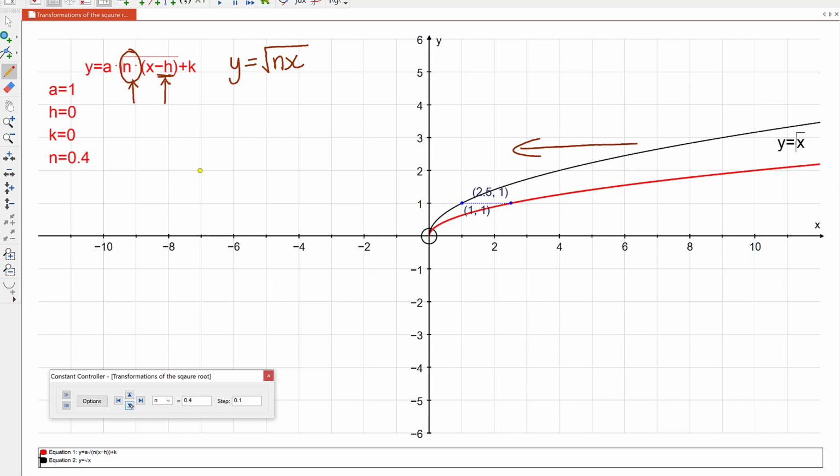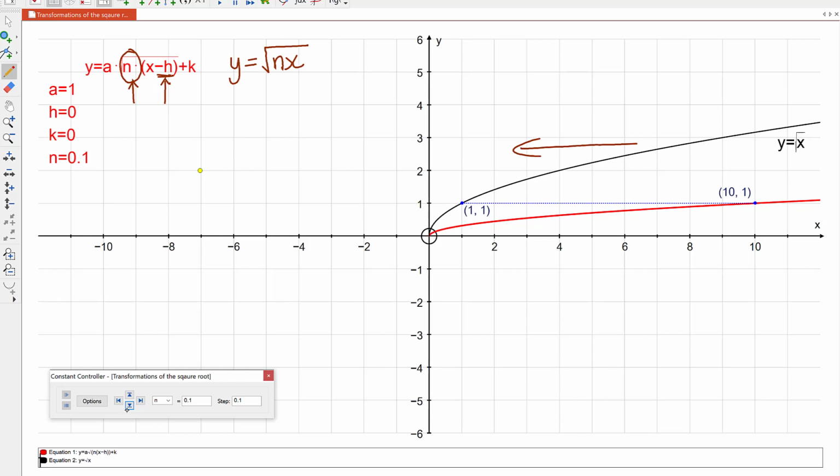Let's keep making n smaller. So when n is 0.3, it's a bit misleading. Let's go with this one. When n is 0.2, which is 1/5, the x-coordinate has been multiplied by 5. When n is 0.1, which is 1/10, the x-coordinate has been multiplied by 10. So it's all about the reciprocal of n, okay?